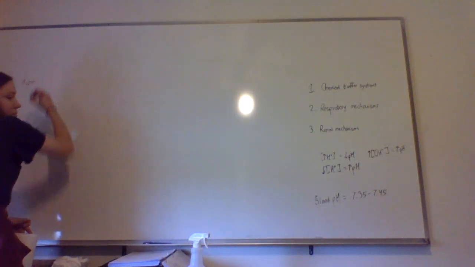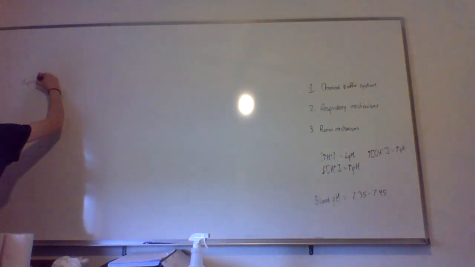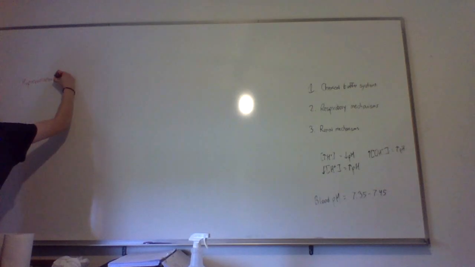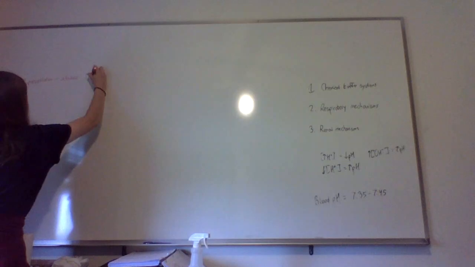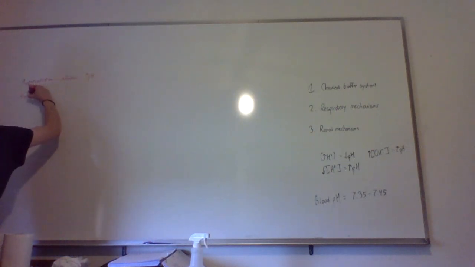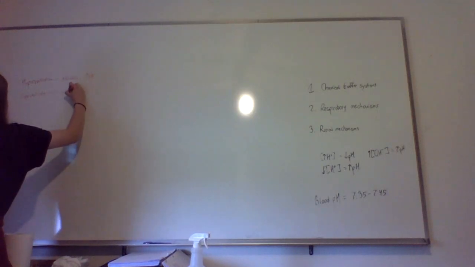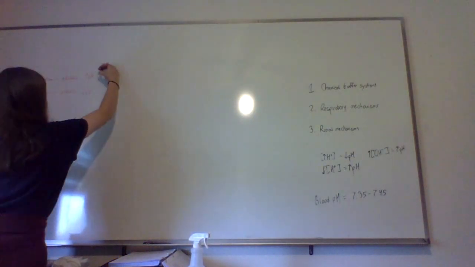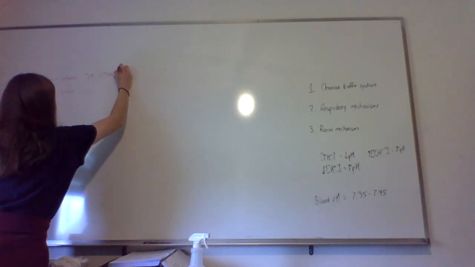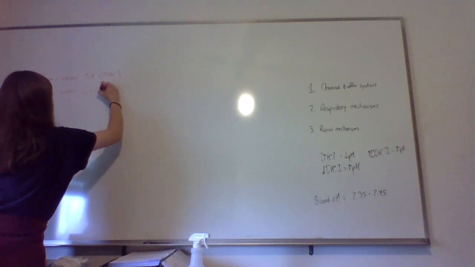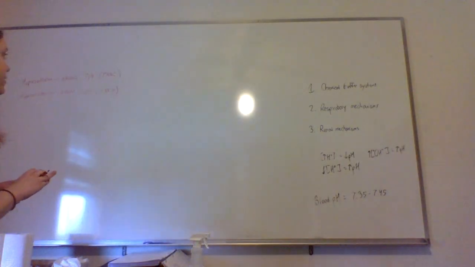let me make sure you can read that. Not really, but it's okay. Hyperventilation causes alkalosis, which is high pH, and hypoventilation causes acidosis, which is low pH, meaning less than 7.35 and greater than 7.45. Like that. There we go.